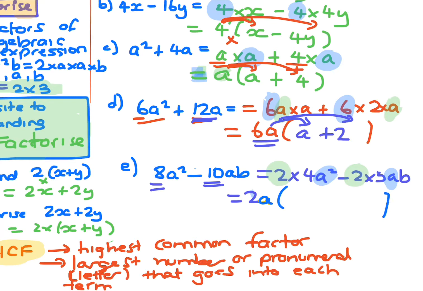Okay, so looking at that then, 2a times what will give you 8a squared? 2 times 4 is 8. You can see the 4 there. And then a times a will give you a squared. Minus 2 times what will give you 10? 2 times 5, there's your 5 there. And we took one of the a's out, so it'll be 5b.